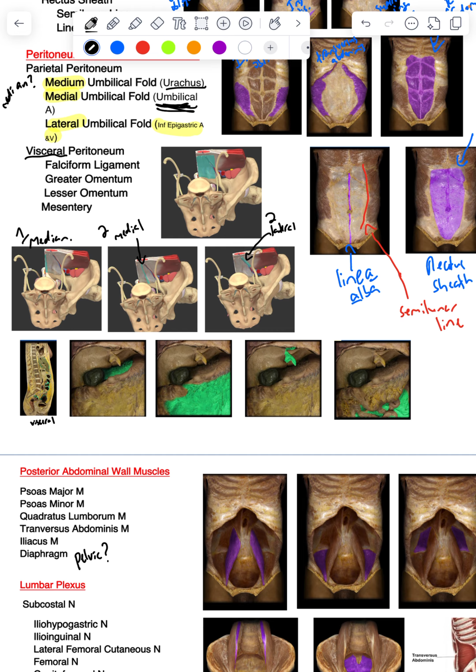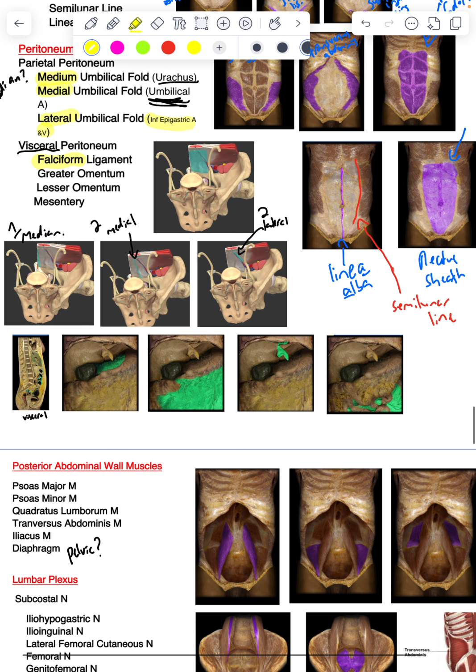Now, these are some examples of them. So the falciform ligament is this one right here.